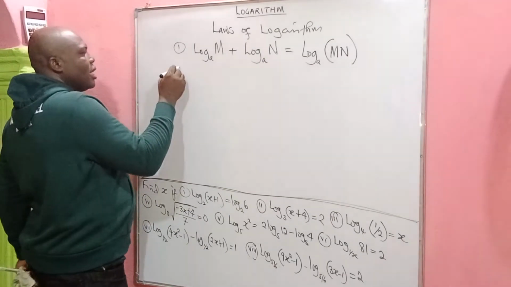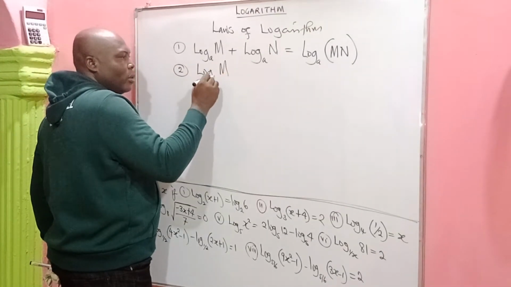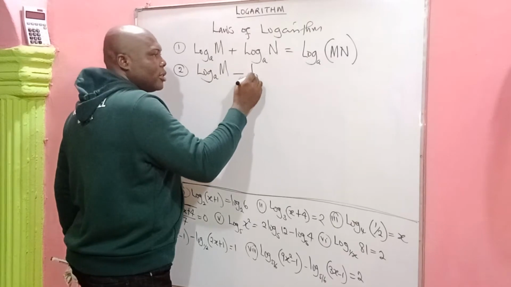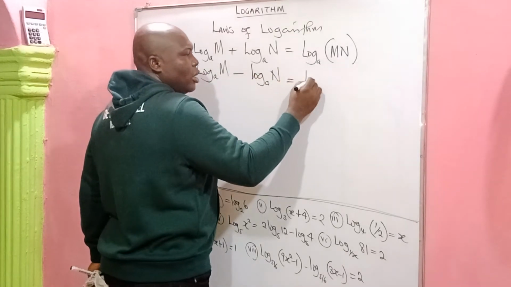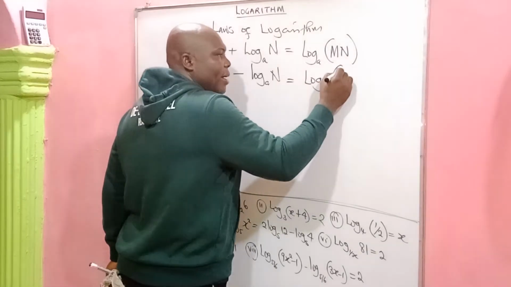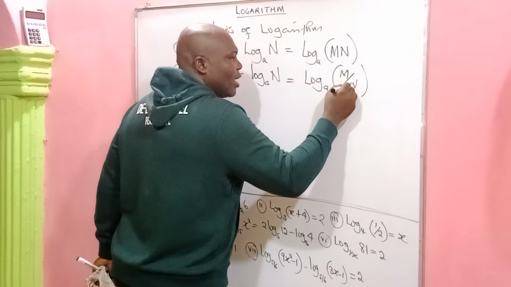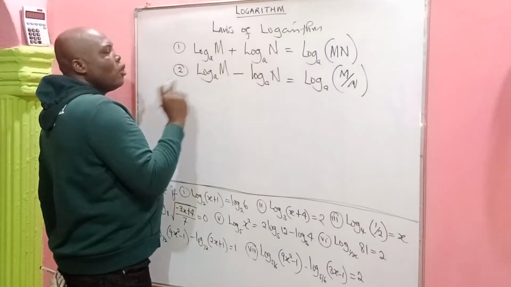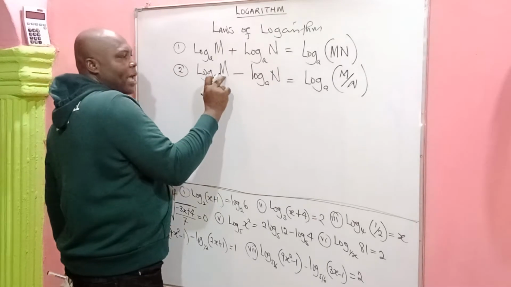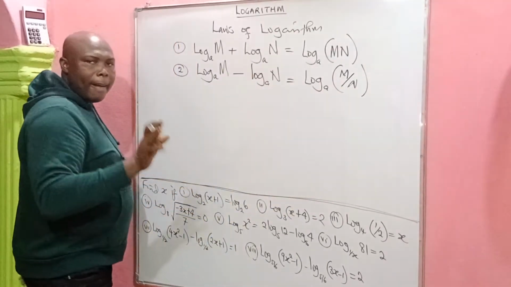That's the first. And we have the second one: log m to base a minus log n to base a will simply be log to base a of m divided by n. Please take note of that, m divided by n. So when we have minus in between, we are taking the log to base a of m divided by n. So the minus becomes divide. Please take note of that.